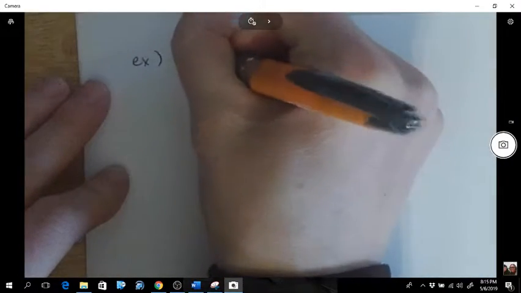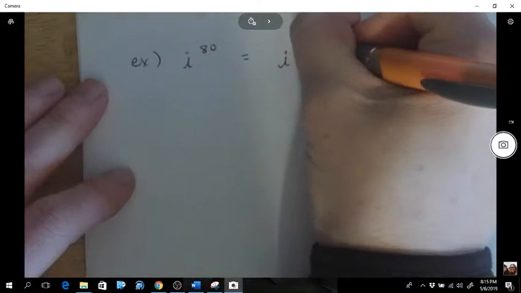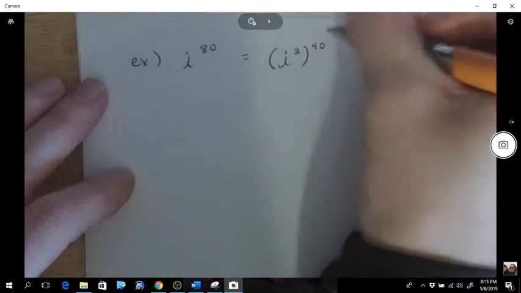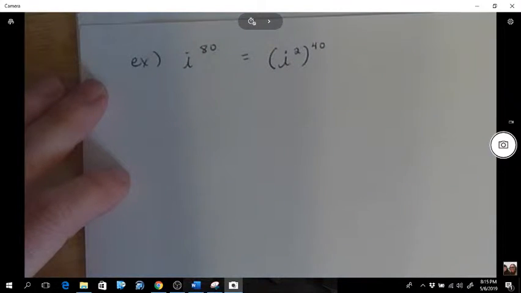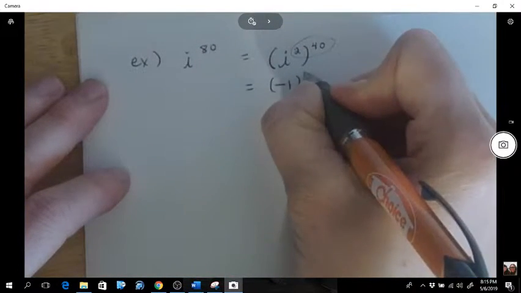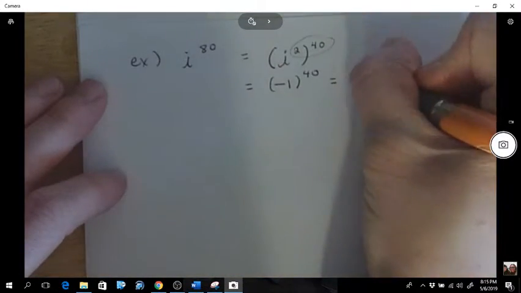Okay, next, simplifying exponential forms of i, so i to the 80. So how many i squareds can you take out? So if I rewrite this as i squared to the, and this would become 40. Okay, do you see how that rule still represents that's i to the 80? And now it's like saying negative 1 to the 40. So that ends up being a positive 1.